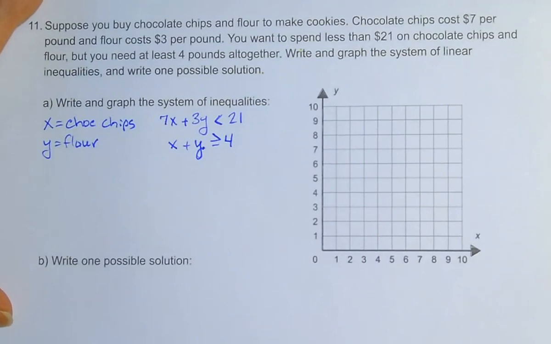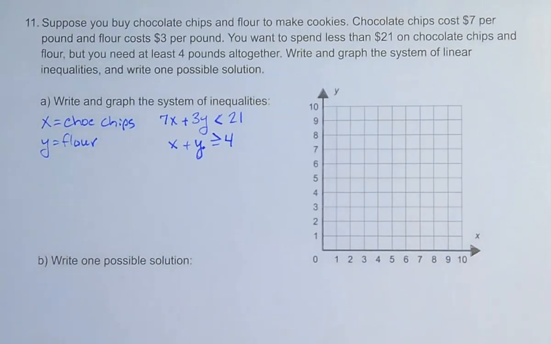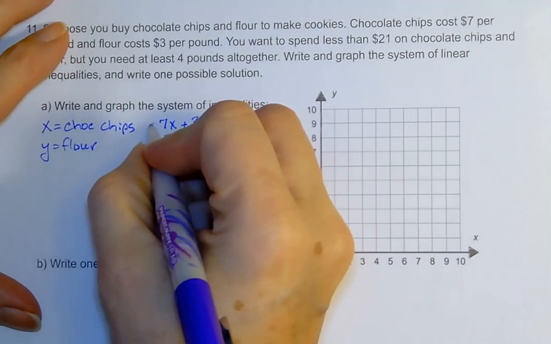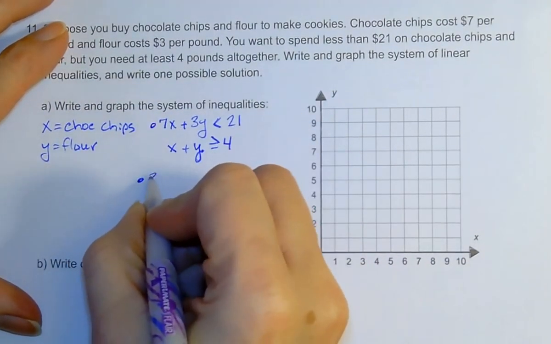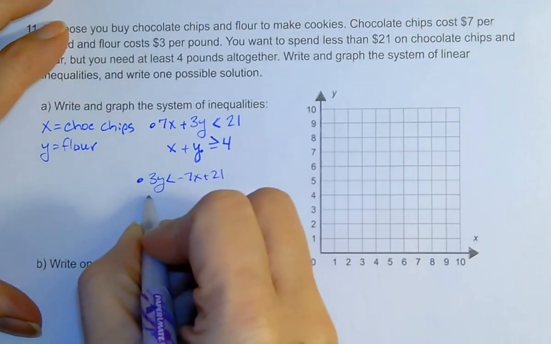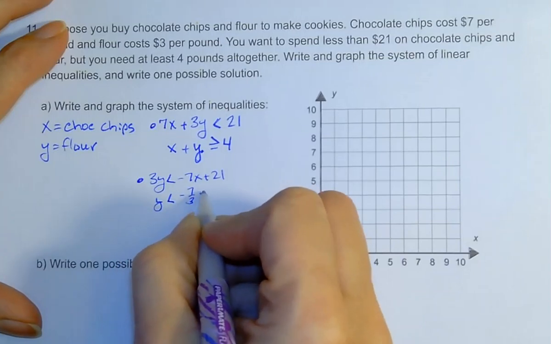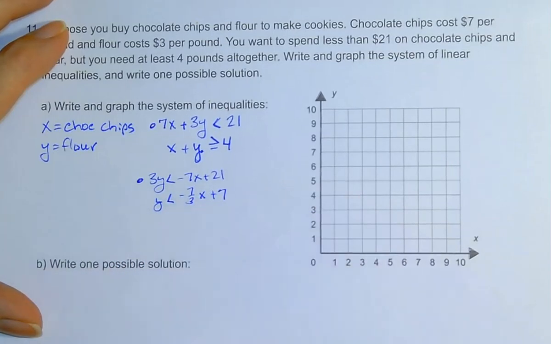Okay, if I want to graph them, of course I want to put them in slope-intercept form. And so I'm going to rearrange, and I'm going to do this first one. It's going to be 3y is less than negative 7x plus 21, or y is less than negative 7/3 x plus 7. That's my first piece of information.